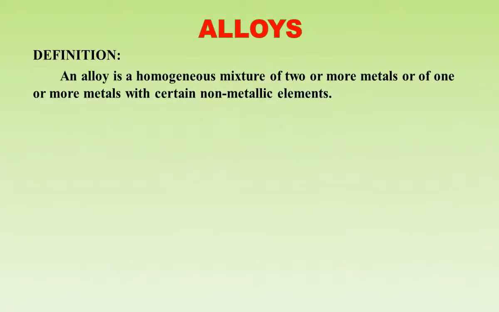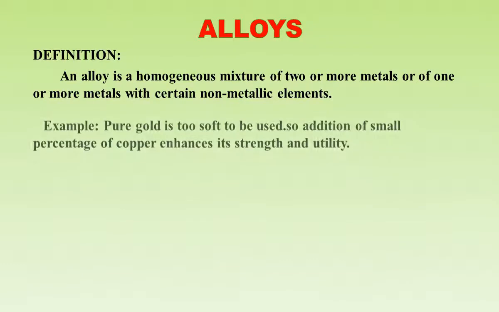Alloys. So what is meant by alloys? As a definition, an alloy is a homogeneous mixture of two or more metals, or one or more metals with certain non-metallic elements. Actually, an alloy is nothing but a mixture of two or more metals. So if you add two or more metals, we get alloys.